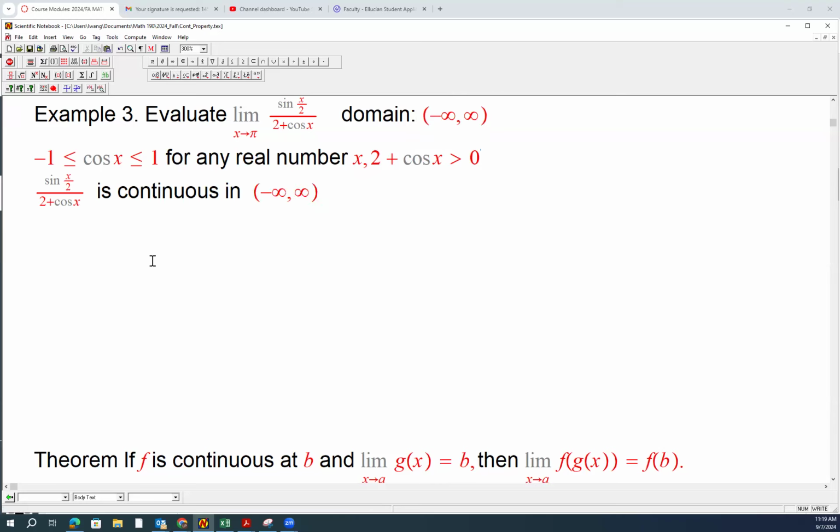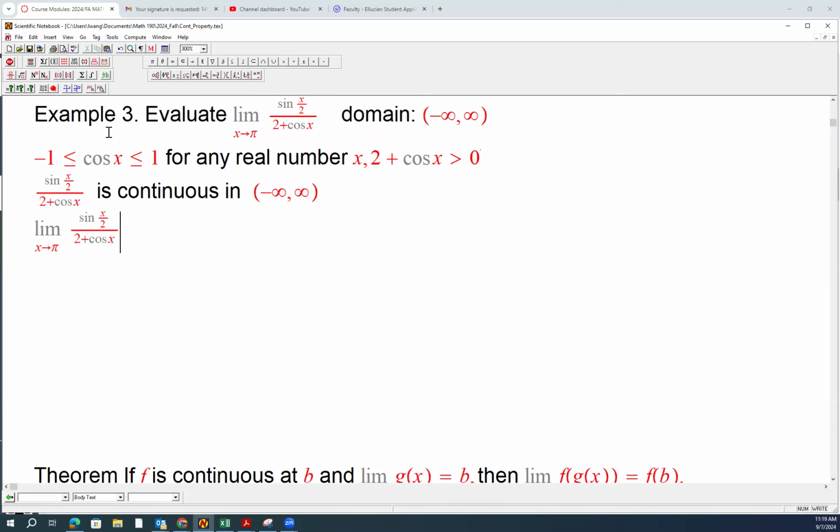And pi is just one of the numbers. To find this limit is just a simple substitution. So we drop the limit sign and replace x by pi. And what does that equal to? The top, sine pi over 2, is 1. The bottom is 2 plus cosine pi, which is -1. So the whole thing, the limit, is going to be equal to 1.